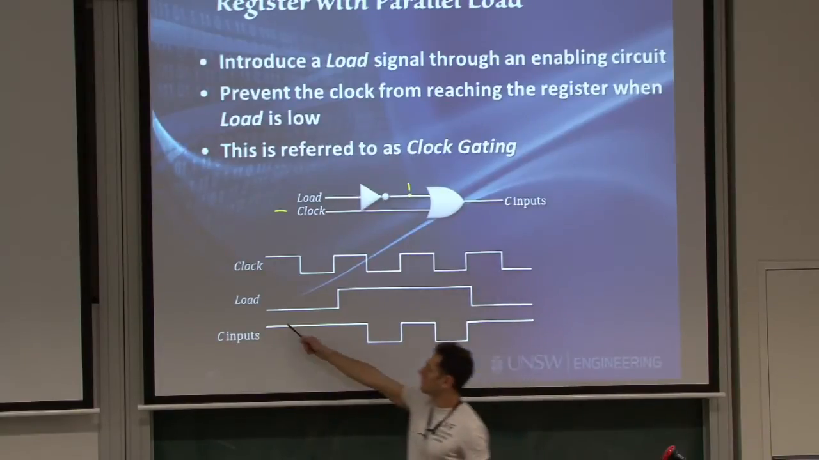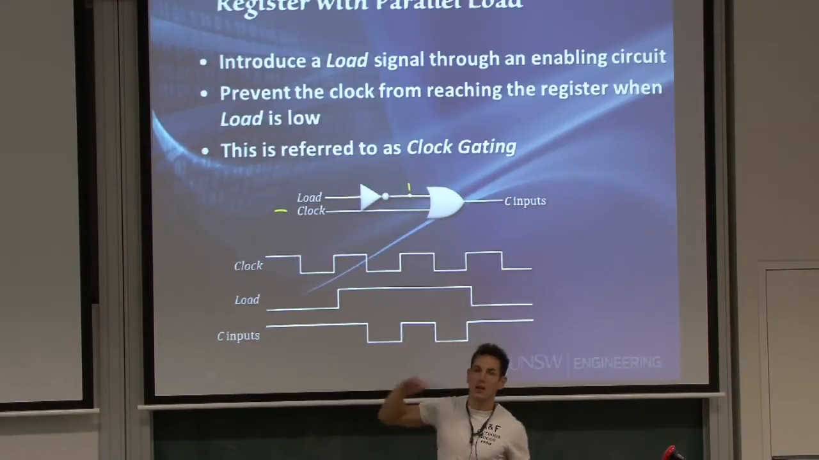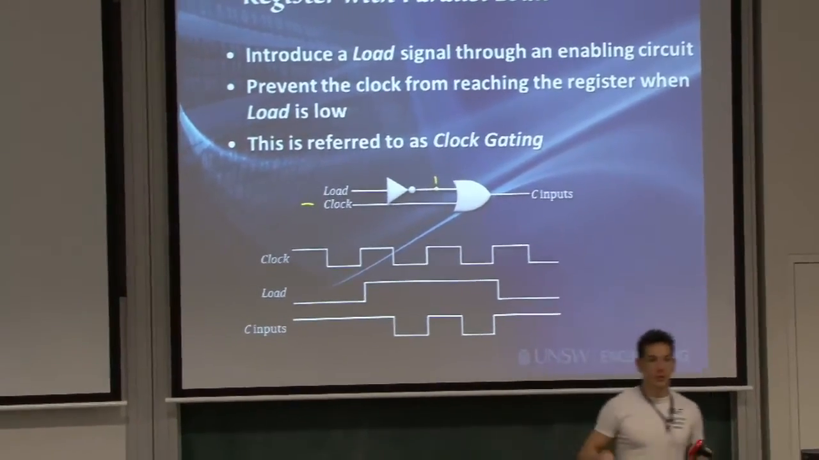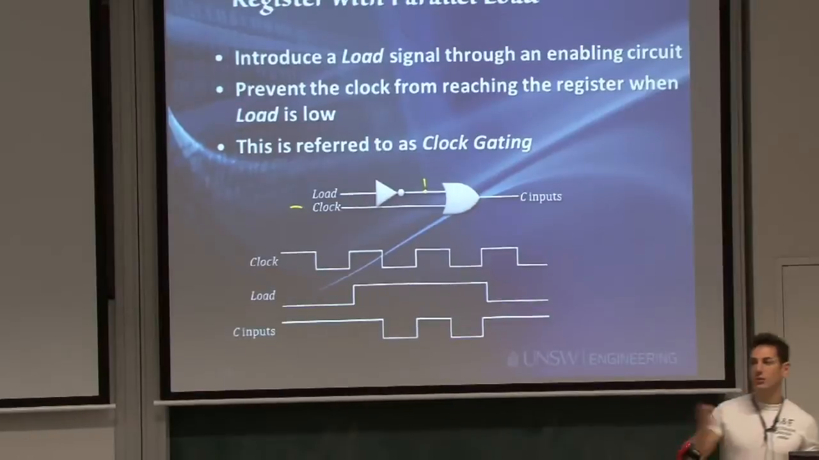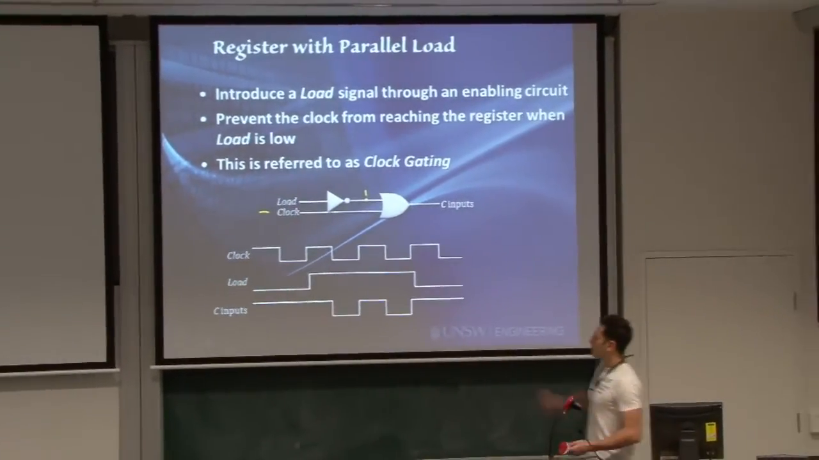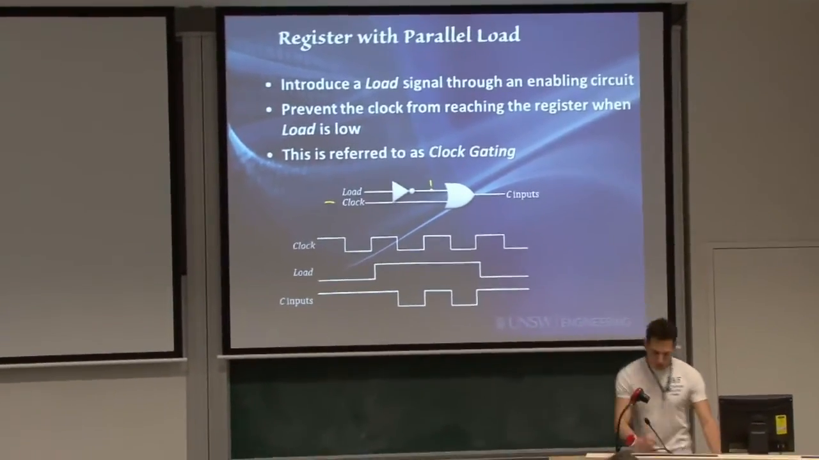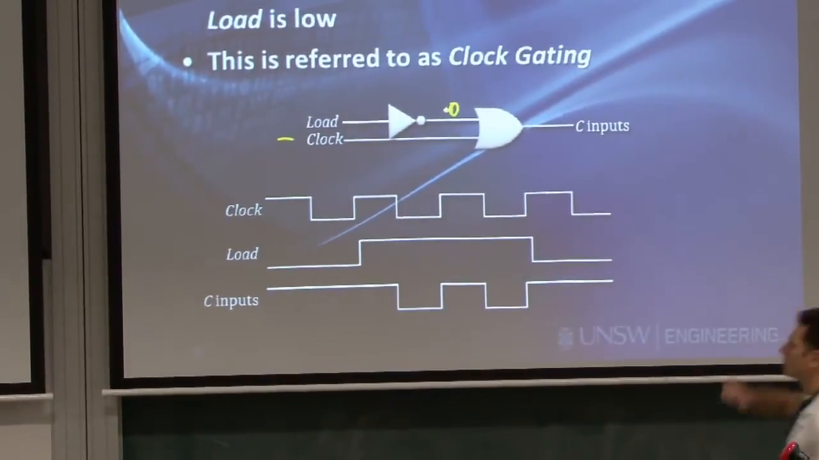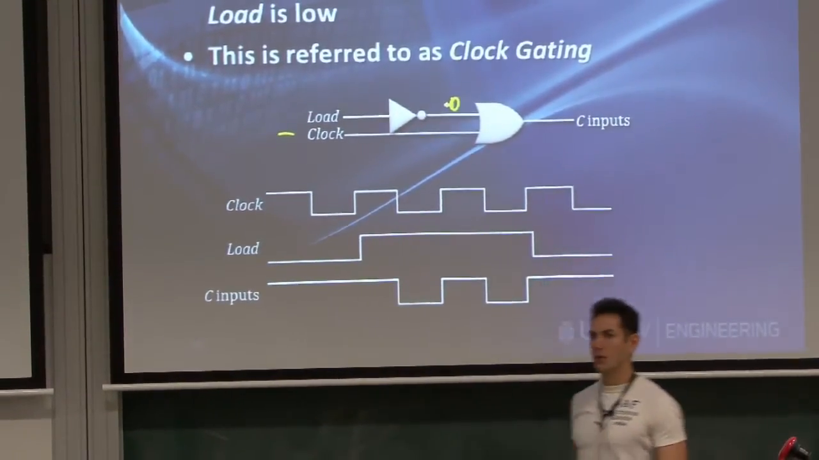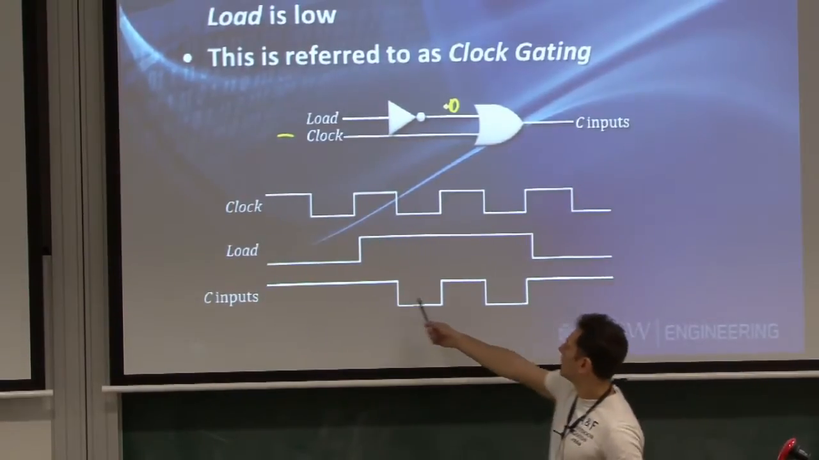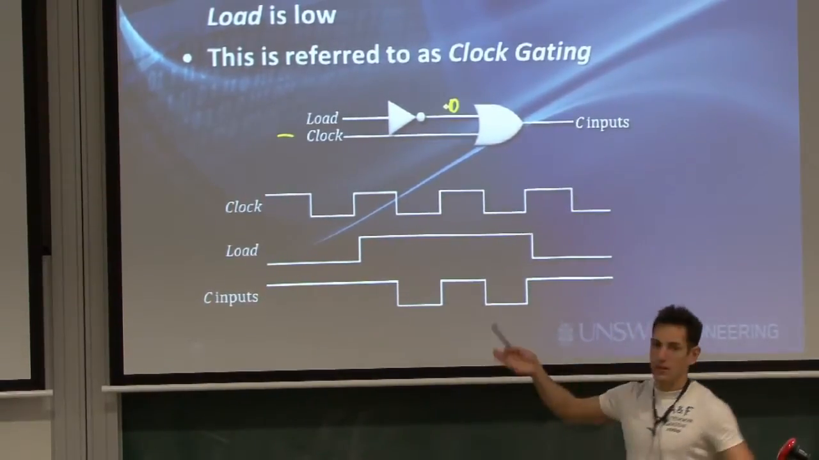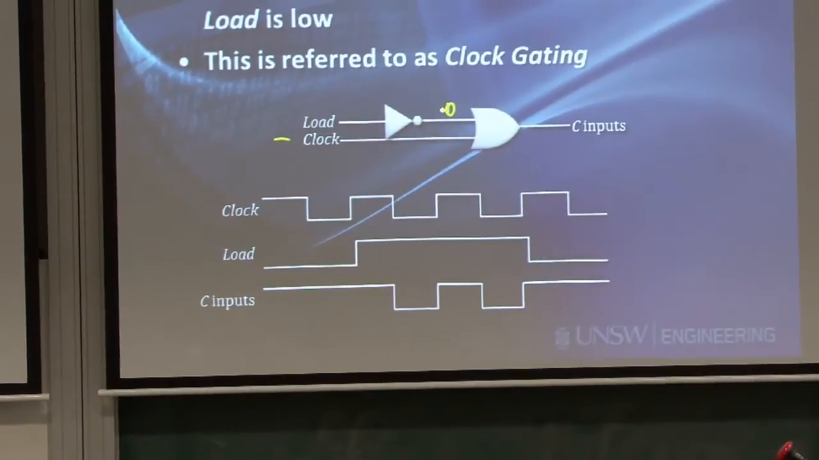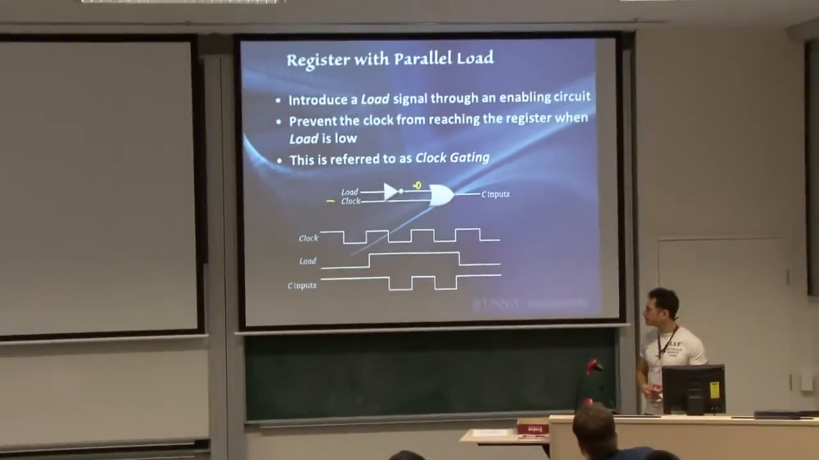Which is why you can see the cases here. The load is low, then the C input stays high, the flip-flop is not being clocked, and therefore nothing new is getting stored into it. When load goes high, this then goes to low, and then the C input just follows whatever the clock is, and this is the case here, and then we just use the flip-flop as we want it to be.